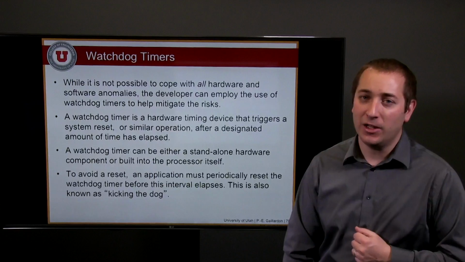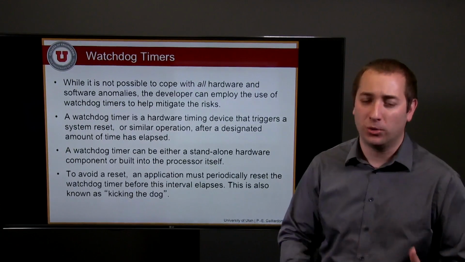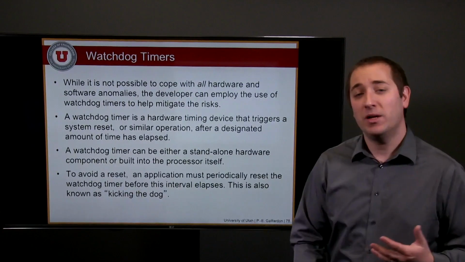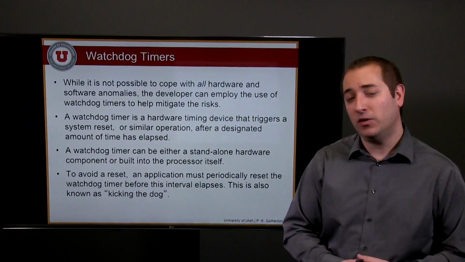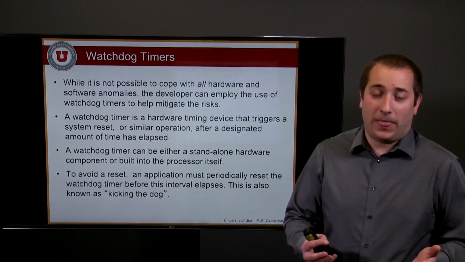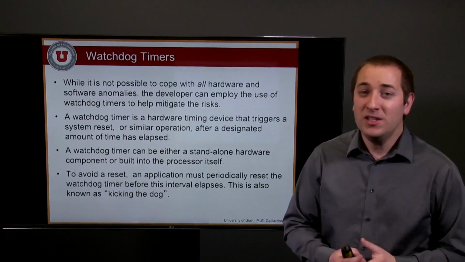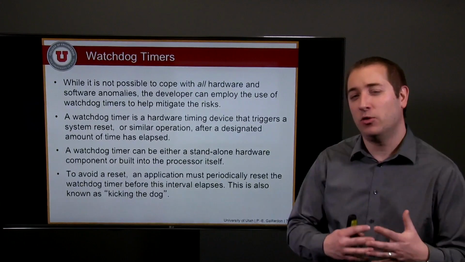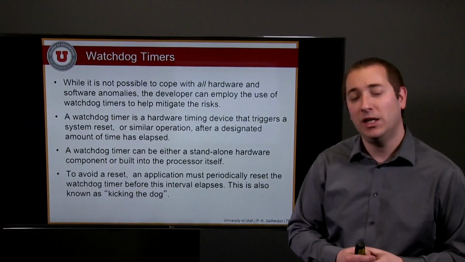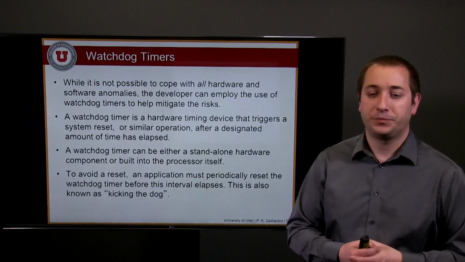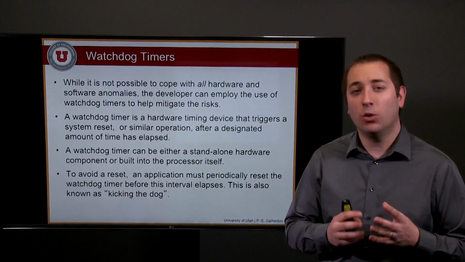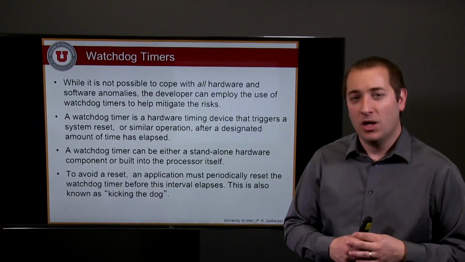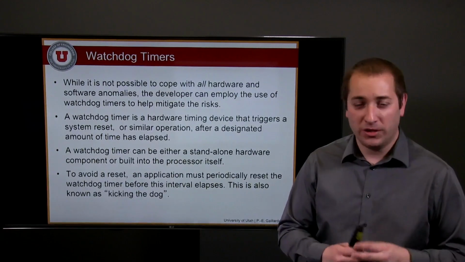It is very unlikely that you'll be able to cope with all hardware and software anomalies. It's very hard to debug once again. When I mentioned embedded systems at the very beginning of this class, you do not have an easy way to debug or to program. You need to use a cross-compilation toolchain and so on and so forth. It's pretty hard to actually get into things. So in order to mitigate that risk, developers are using Watchdog timers.